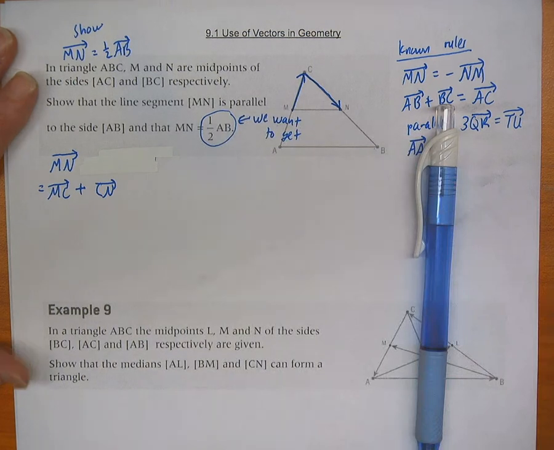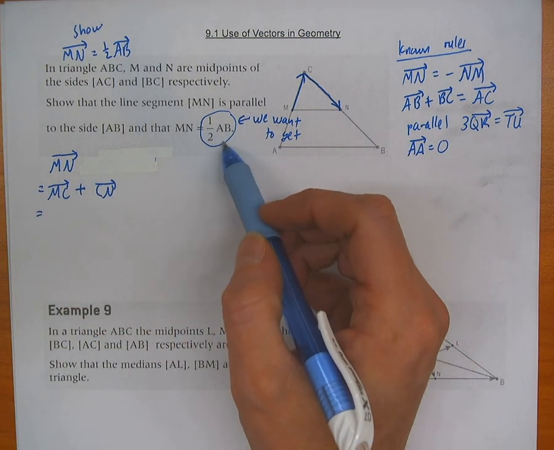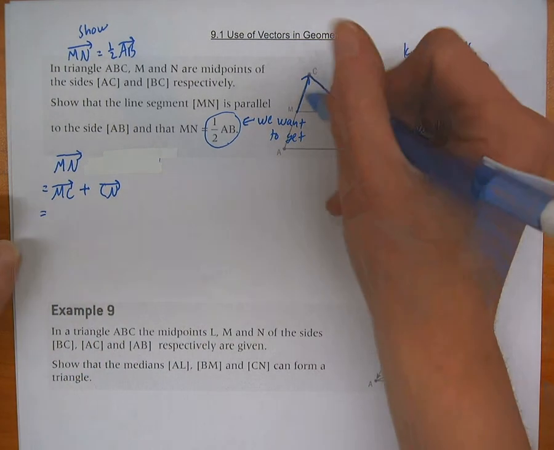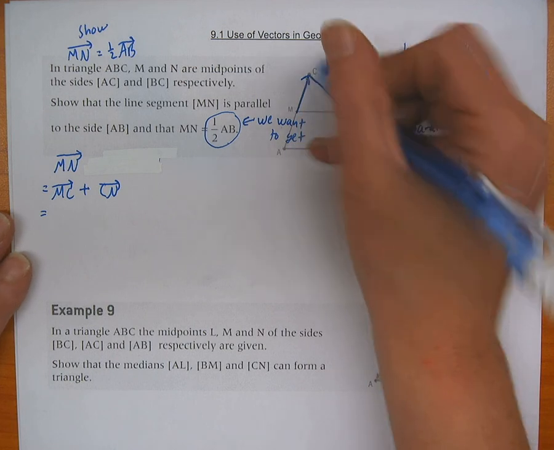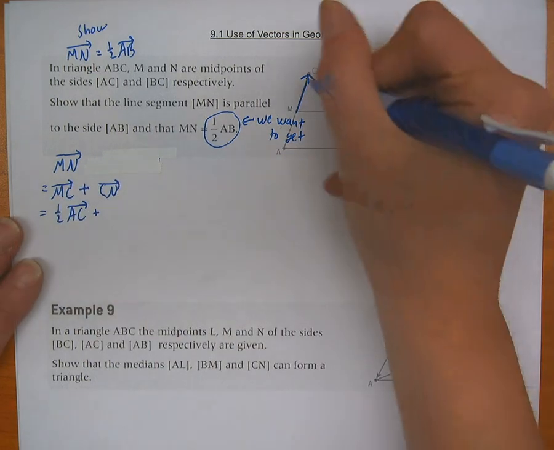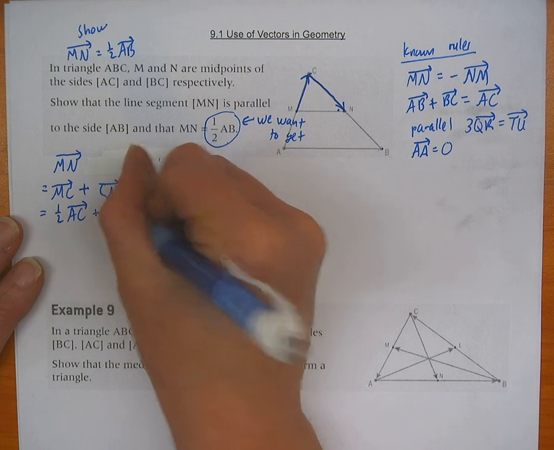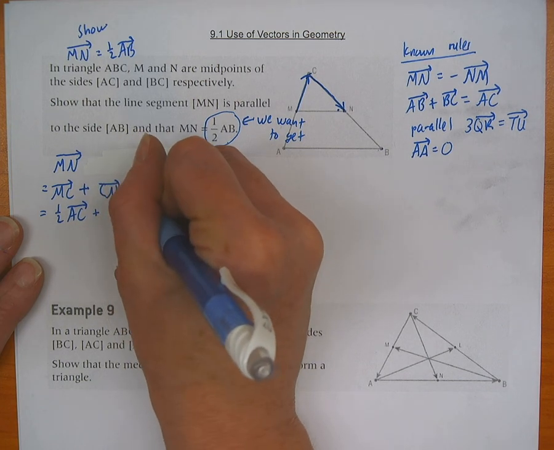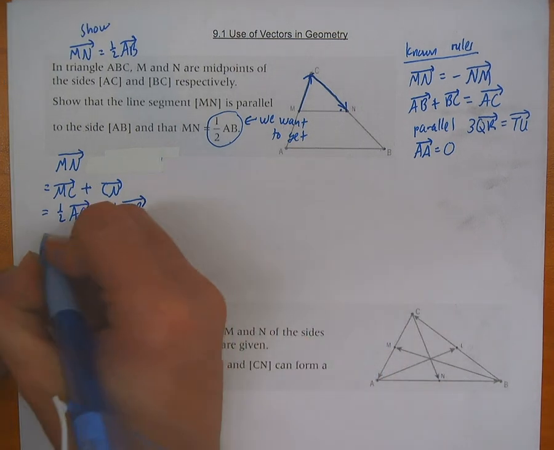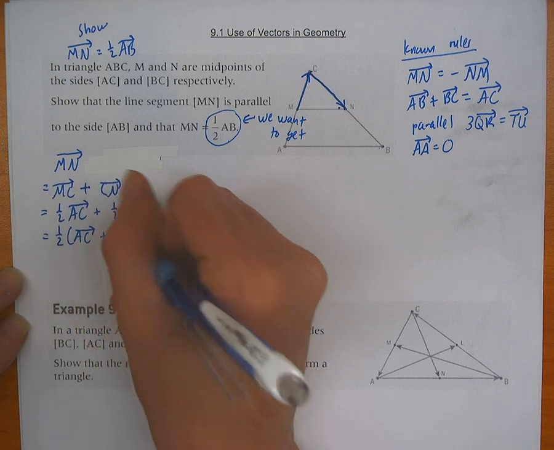Okay, so the next thing is that I'm trying to show half of AB. Well, I need there to not be M's and N's in here. So instead of writing MC, I could write half of AC. That would be the same thing. And instead of CN, I could write half of CB. And we can do that because we know M and N are midpoints. So now I'm starting to see things come together. I see a half that I could pull out in front, and that would leave me with AC plus CB.